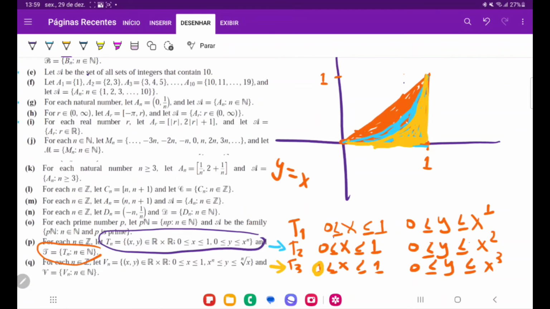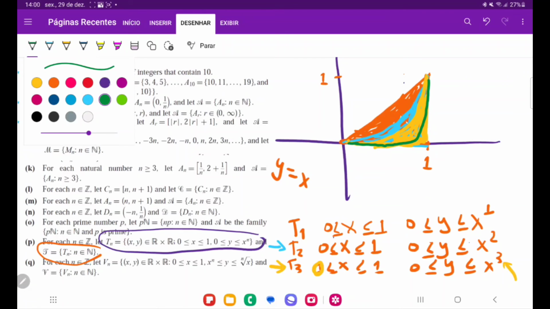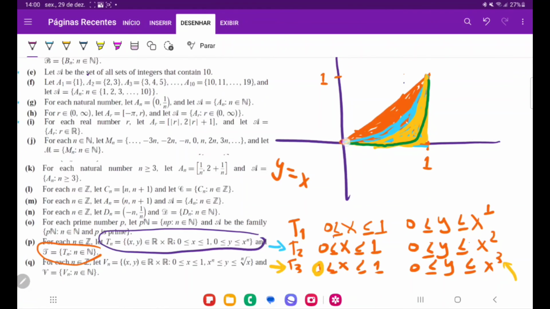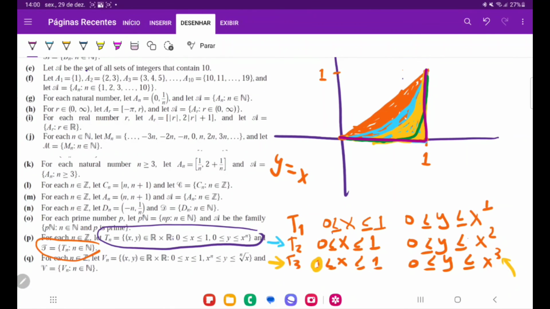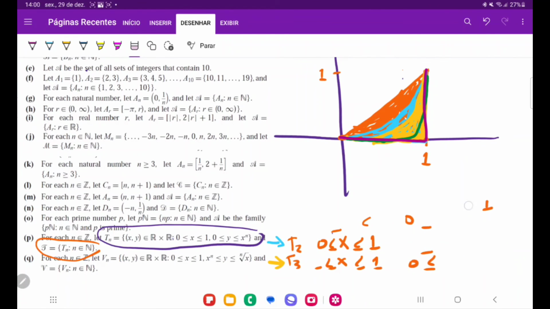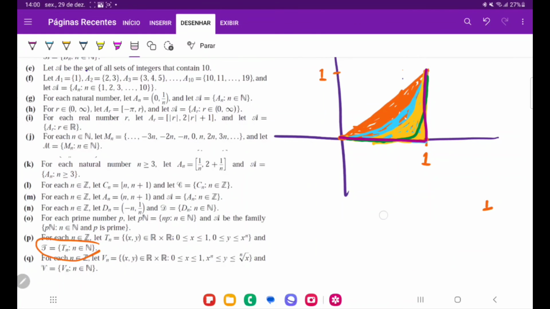And we can already see the pattern, right? That as n gets larger and larger, the curve is going to get flatter and flatter. So in the limit, when n is super large, we are basically just going to have a line that goes from here to here, and then a line that goes from here to here. That is what happens in the limit, right? So once we've understood this behavior, now let's just do the intersection and the union.